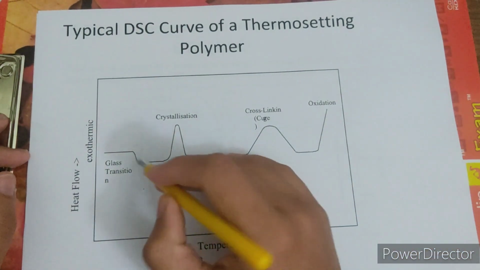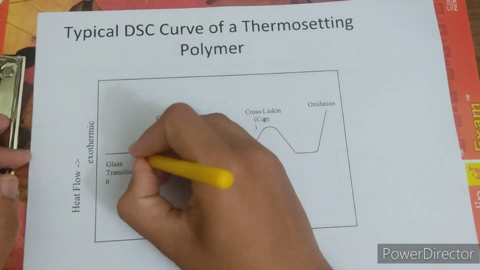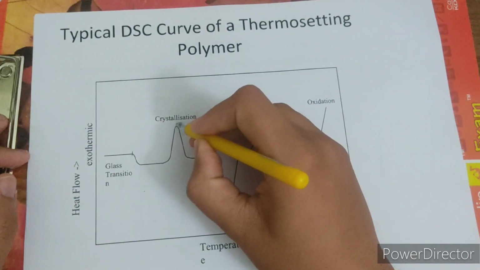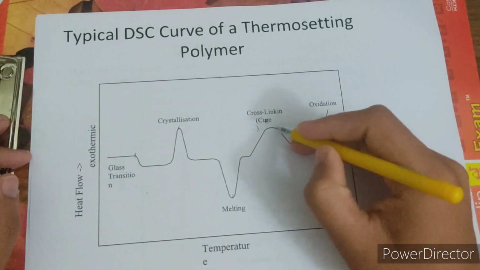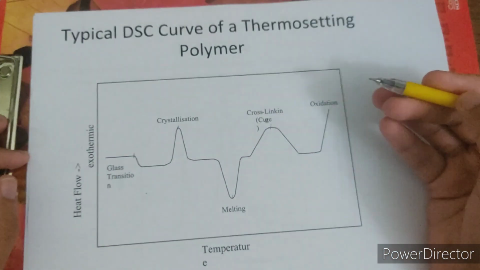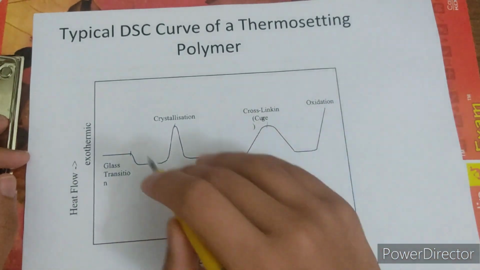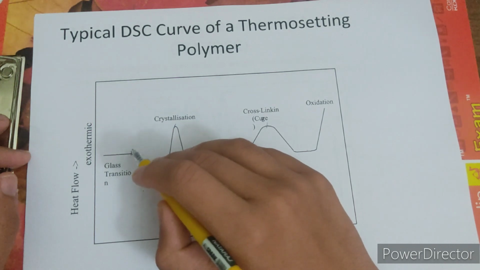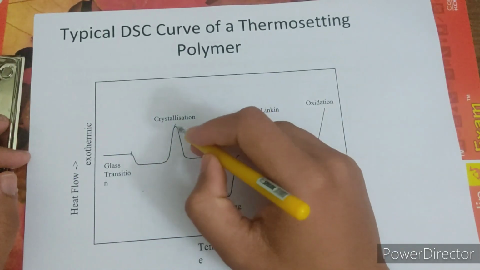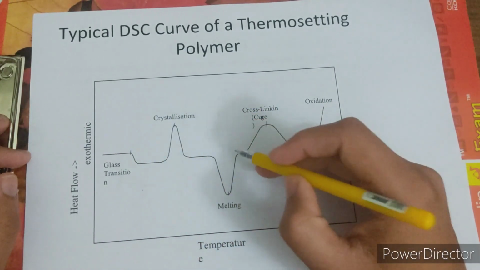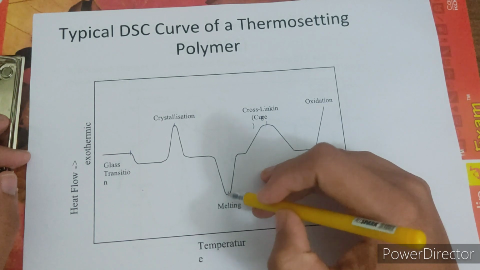See here, initially we have the glass transition temperature. This is the extent of crystallization. Here it's melting. This is cross linking, also called curing, and this is oxidation. Glass transition means at that temperature the polymer acts like a glass. Crystallization means here it undergoes crystallization, and at higher temperature it starts melting.